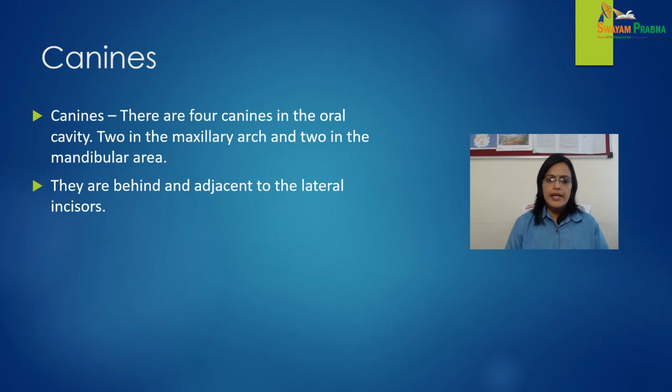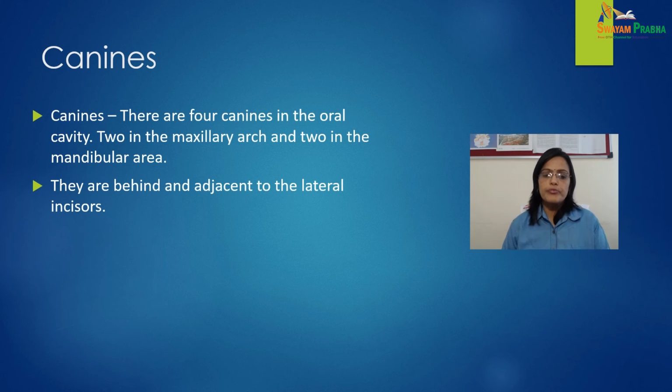Next, the second type is canines. There are four canines in the oral cavity: two in the maxillary arch and two in the mandibular arch. They are behind and adjacent to the lateral incisors. The main function is to tear the food. They have a single pointed cusp and a single root. They have the longest root of any tooth. They also serve to form the corners of the mouth.